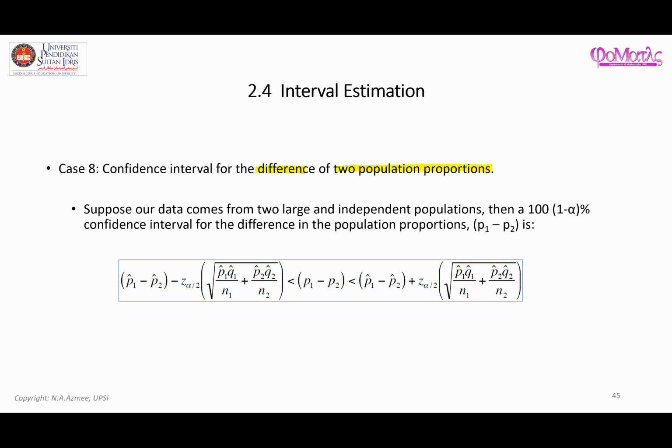In this video, I'm going to talk about the confidence interval for the difference of two population proportions. And when you talk about the difference, you are talking about the subtraction process. So here we have the proportion for the first population, P1, minus the second population proportion, P2. And we are going to apply this formula, provided that data comes from large and independent populations.